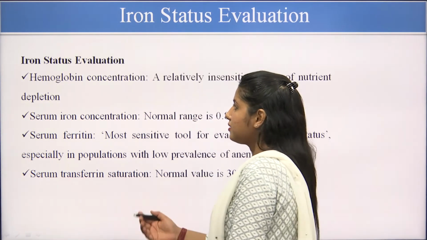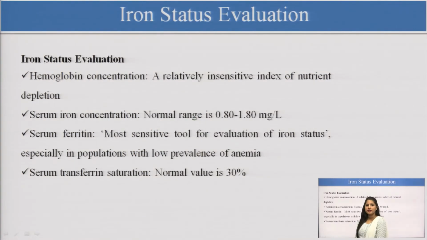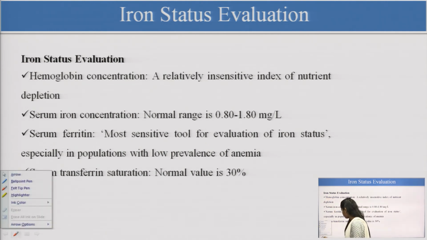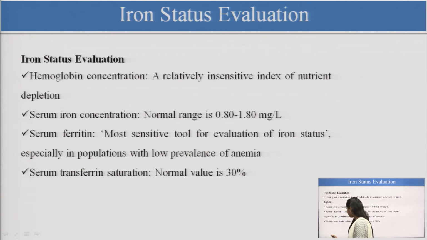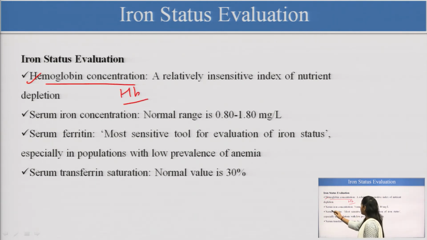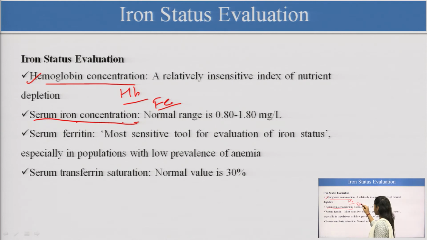Now coming to the iron status evaluation. How will we check the levels of iron in the patient? There are some tests we can go for. So, see, what are the tests? First is the hemoglobin concentration, so HB levels can be checked. Then we can go for the iron concentration, in which we check the iron levels.